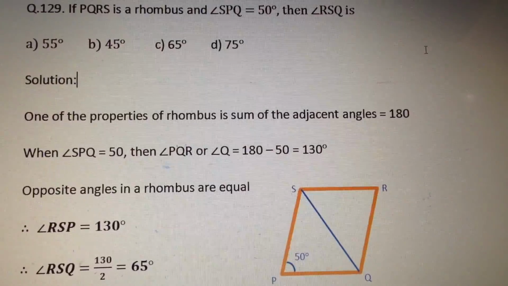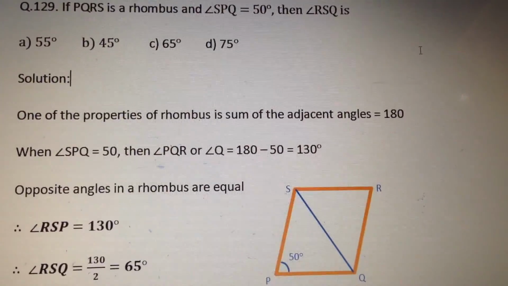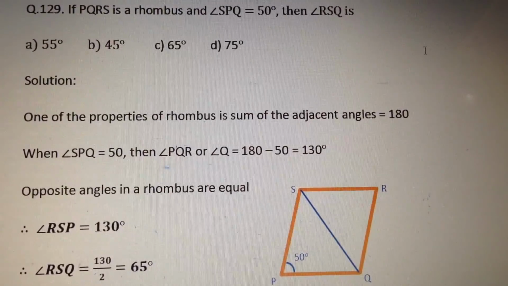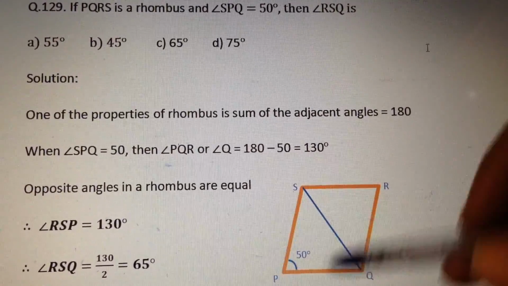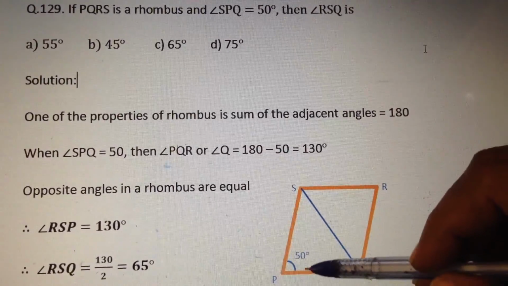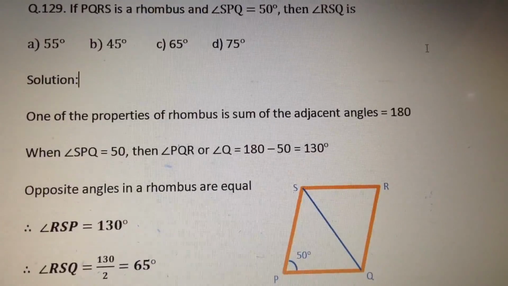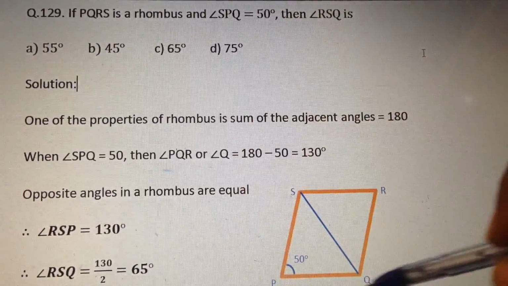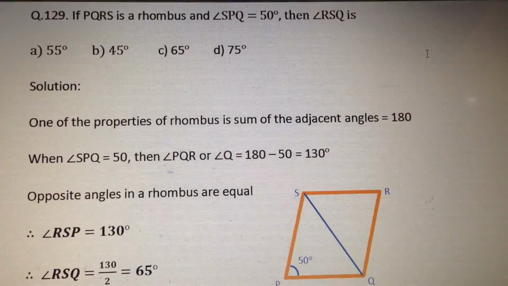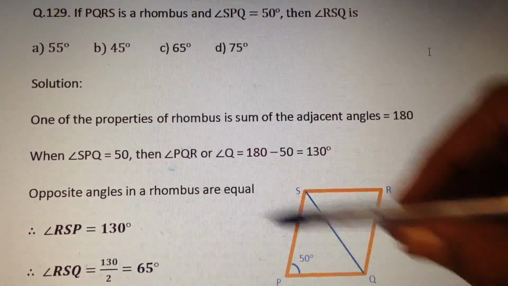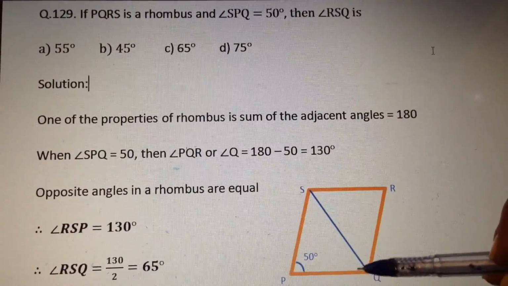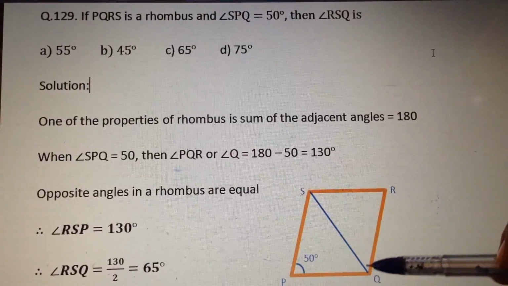Next question. If PQRS is a rhombus and angle SPQ is equal to 50 degrees, then find the angle RSQ. This is the diagram. PQRS is the rhombus and angle P is equal to 50 degrees. One of the properties in the rhombus is sum of adjacent angles is equal to 180 degrees. When SPQ is equal to 50 degrees, then angle PQR is equal to 180 minus 50, which is equal to 130 degrees.